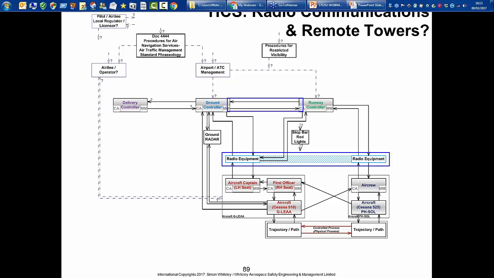But as I say, when you do the investigation, you can establish what the mental model was of the aircrew. Is that why they carried on without a clearance? Is that why they didn't question, hey, I need clearance from the runway controller? Because it may be that that was the case, and that doesn't mean that they've failed, if you like.